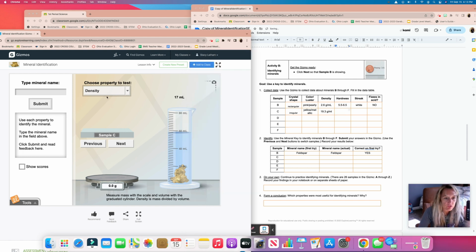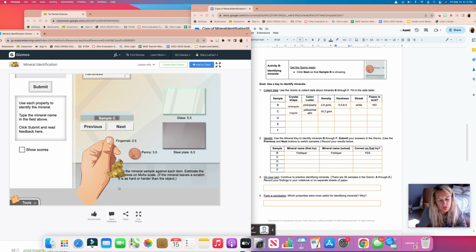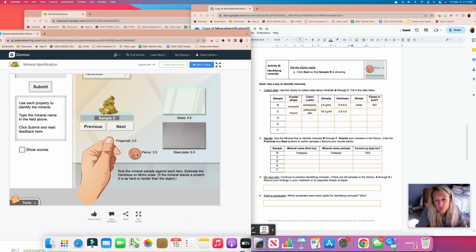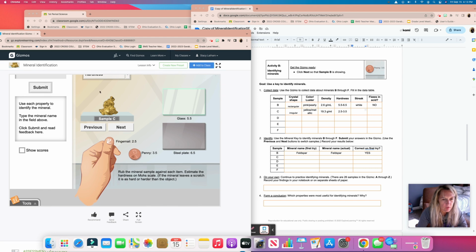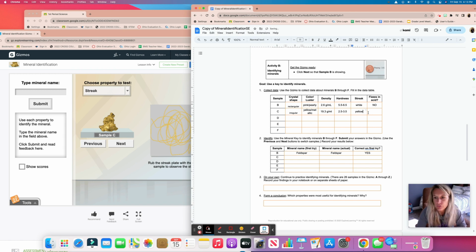All right, now let's go over and test the hardness. It scratches a fingernail, so it has to be harder than a fingernail at 2.5. However, it does not scratch the penny at 3.5. So that means it has to be between 2.5 and 3.5, because it's got to be harder than the fingernail, but yet softer than the penny. All right, next let's go to the streak test. And it definitely streaks yellow. So let's go with a yellow color for streak.